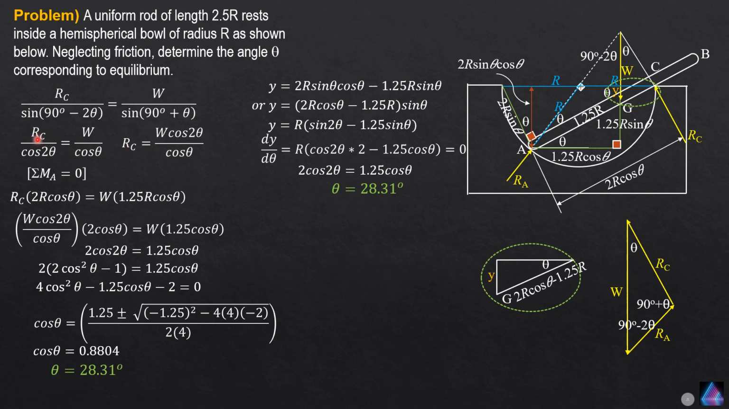R sub c therefore is W cosine 2 theta divided by cosine theta. Having expressed R sub c in terms of W and theta, we sum up moments about A to solve for theta this time. So counterclockwise positive, R sub c times, by the way, this distance is 2R cosine theta. Can you see this right triangle here? The hypotenuse is the diameter 2R, and this angle is theta.